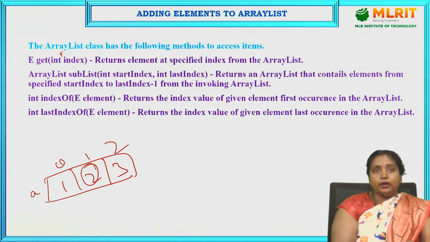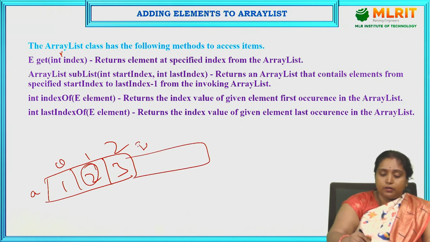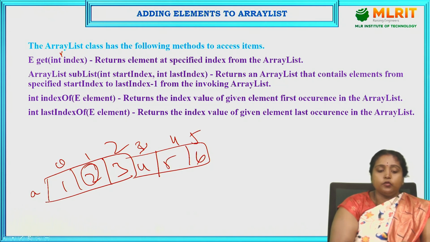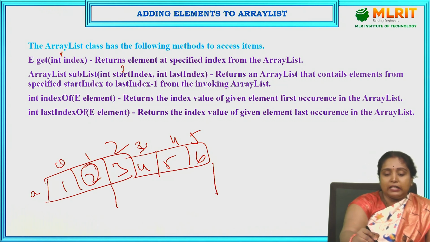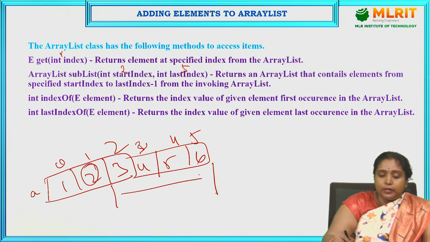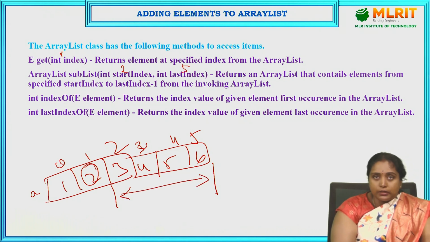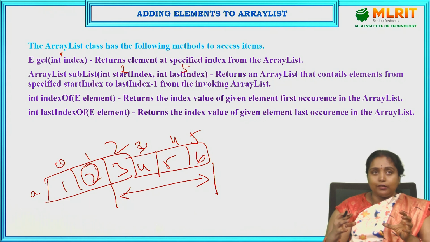In the same way, if I want to have the list of 3, 4, 5, I just want to retrieve the values from 2 to 5. I can go with the starting index and 5 is the last index, so that I will get this particular sublist. Sublist is a method which returns the values from the starting index to the last index, whatever values you are having.